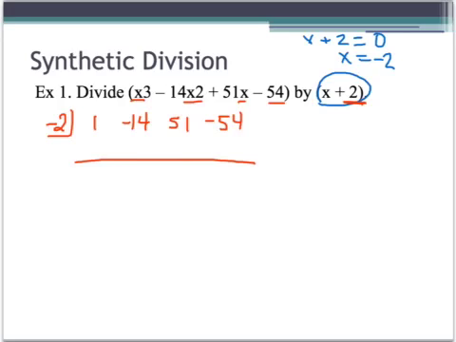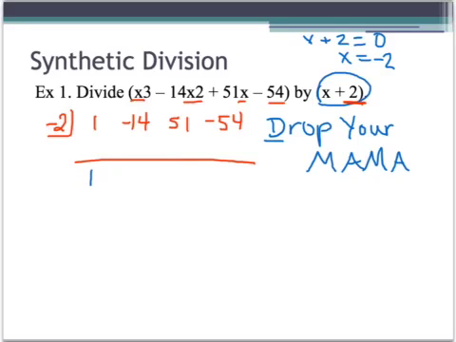Now, instead of doing subtraction like we did in long division, synthetic division only uses addition. So it might help you to remember this: Drop your mama. I know it sounds silly, but it works. The first thing you do is you drop your first term. Then you multiply that number that you dropped times your divisor. And then I add. Notice the A for addition.